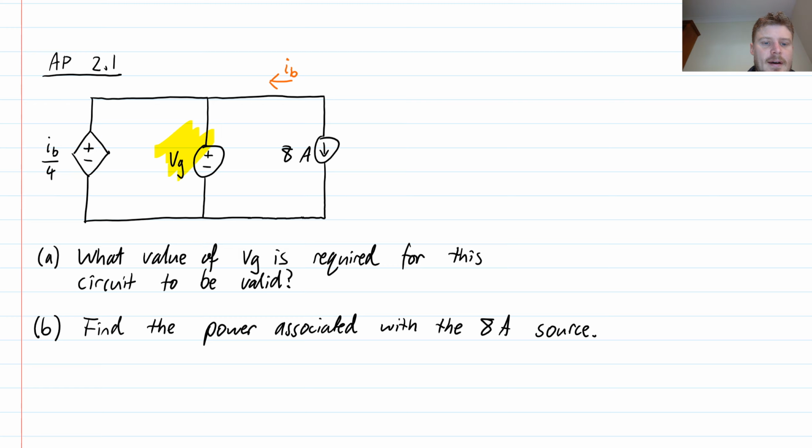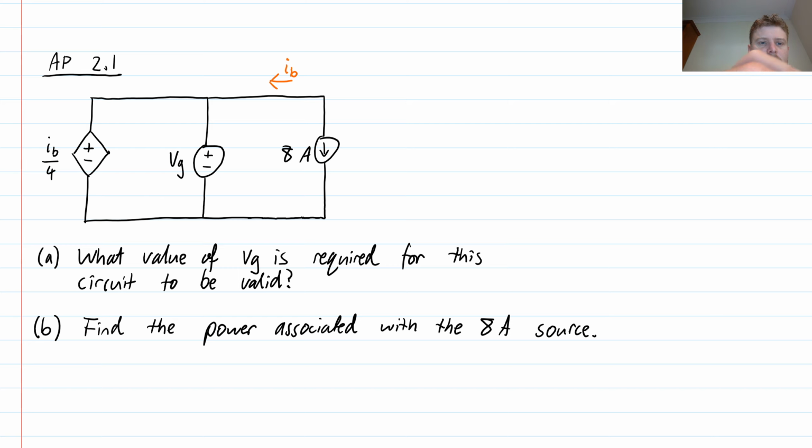We also have a source over here which is labeled as VG, and so this is again a variable that we're going to need. Now they've drawn this in this problem using the symbol for an independent source, right? Just the circle instead of the diamond. And so basically what they're saying there is that this will be a fixed value. So we need to calculate what is VG.